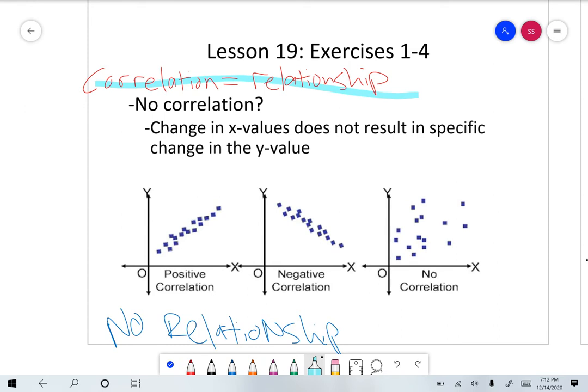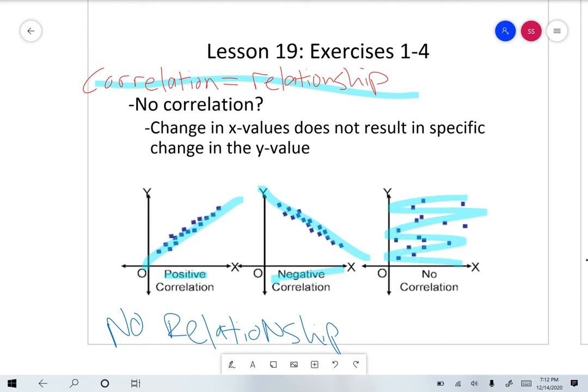Here's a good example, and this might be a good thing to just sketch out really quick. A positive correlation would look something like that. A negative would look something like that. No correlation would be totally random. And again, this is kind of a review of stuff we've already talked about. We're just calling it correlation now instead of relationship, or correlation instead of slope.